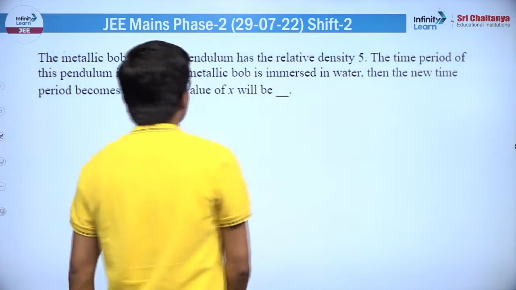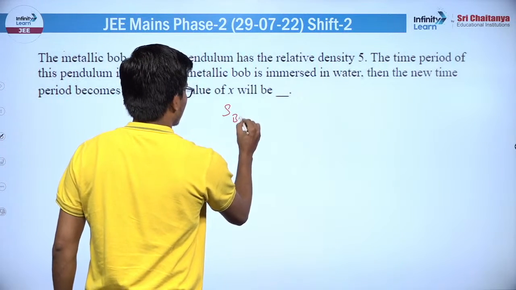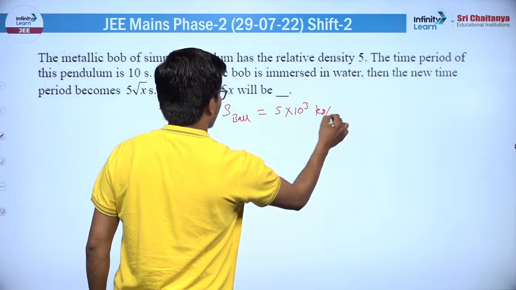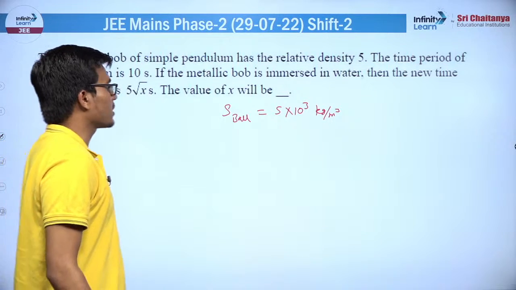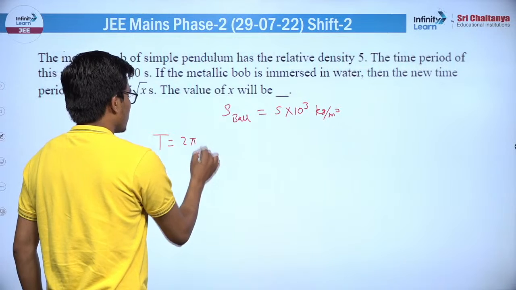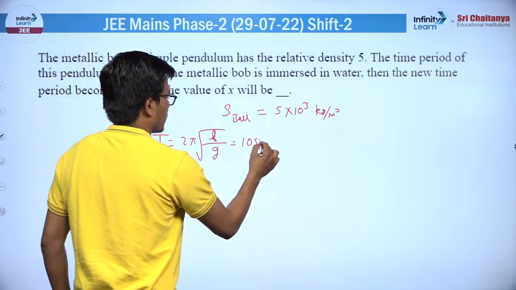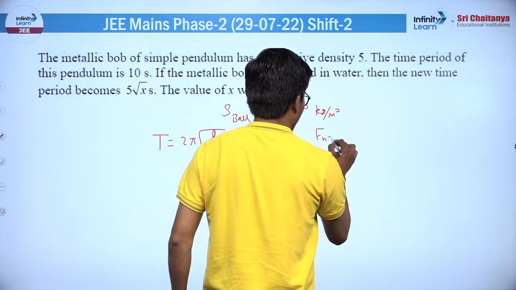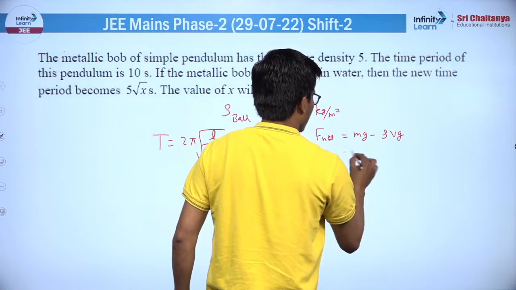A metallic bob of a simple pendulum has the relative density rho, meaning the density of the ball is actually 5 times the density of water, that is 1000 kg per meter cube. The time period of this pendulum is 10 seconds if the metallic bob is immersed in water. So in general its value is 10 seconds. But if you immerse this ball in water, there will be a buoyant force, right? So net force will be mg minus rho vg, right?